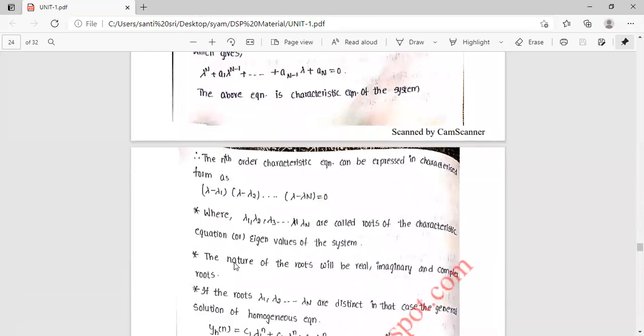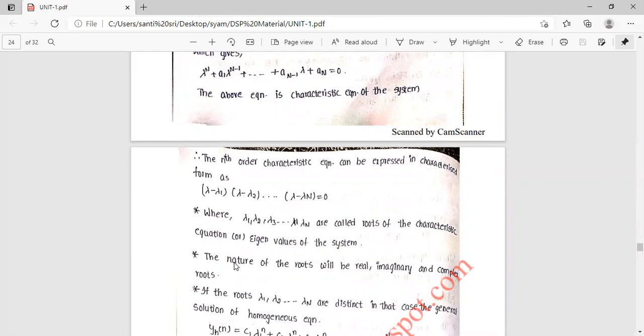Therefore, the nth order characteristic equation can be expressed in factored form as lambda minus lambda 1 into lambda minus lambda 2 up to lambda minus lambda n is equal to 0, where lambda 1, lambda 2, lambda 3 up to lambda n are called roots of the characteristic equation, also called eigenvalues of the system.